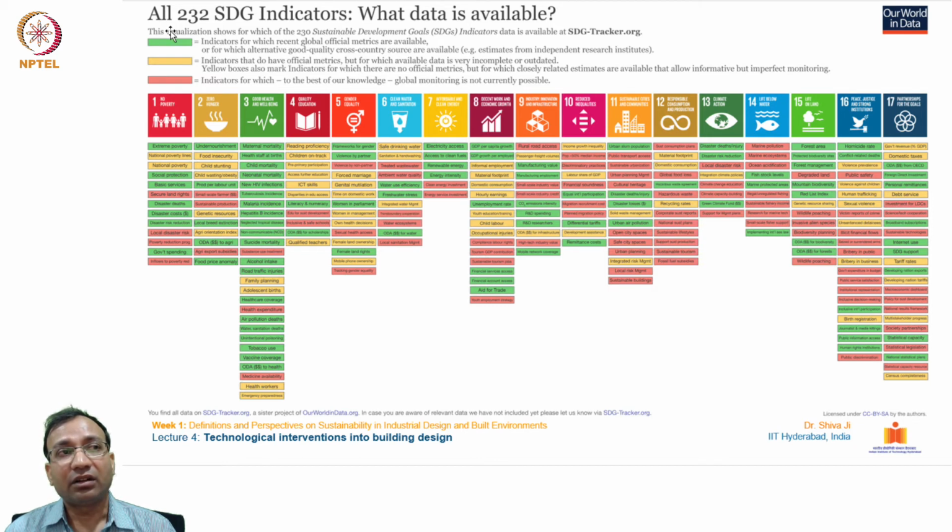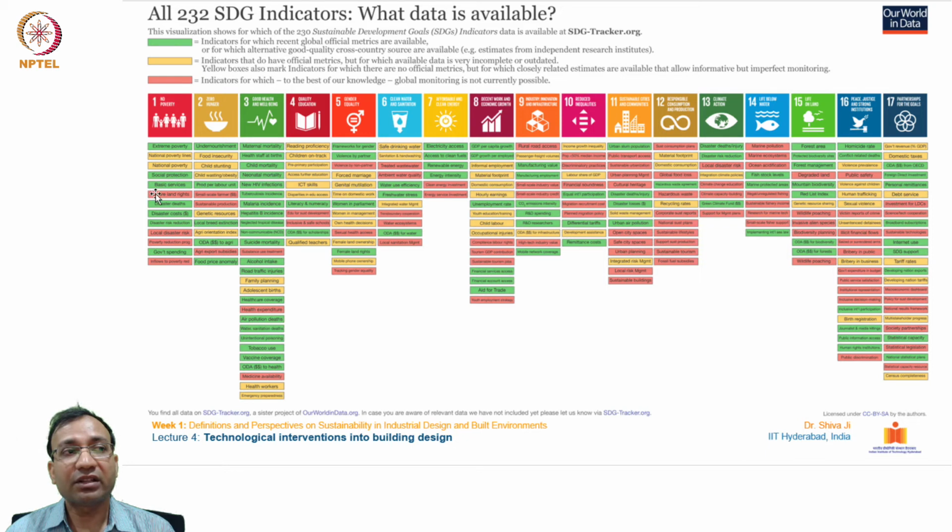This talks about all the indicators. There are 232 SDG indicators, and what sorts of data are available. You can see the green talks about indicators for which recent global official metrics are available. The yellow one talks about indicators that do have official metrics but for which available data is very incomplete or outdated, and the red ones are data sets for which, to the best of our knowledge, global monitoring is not currently possible. So you can see over here, for no poverty, for extreme poverty the data is available, but the moment we look at secure land rights, enough data is not available to evaluate these things.